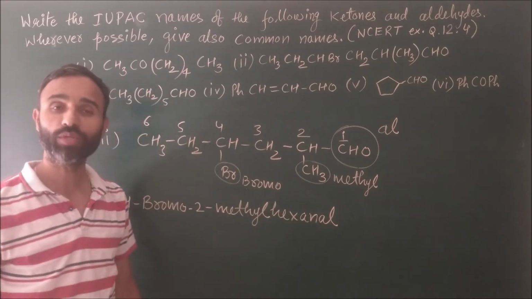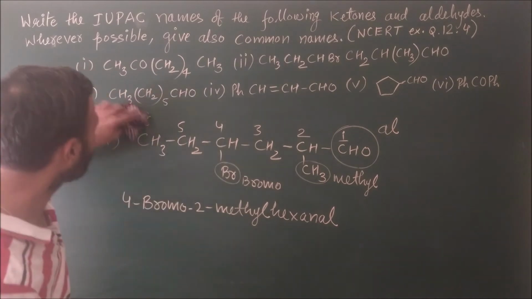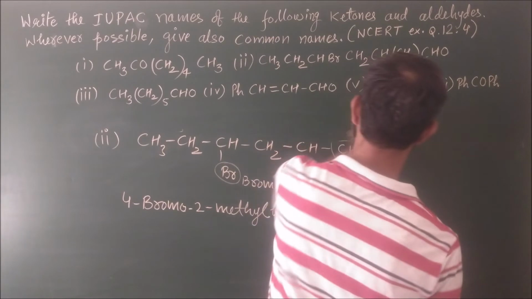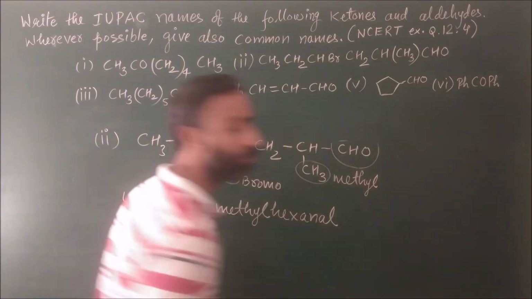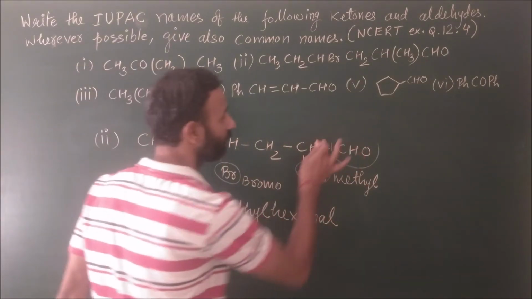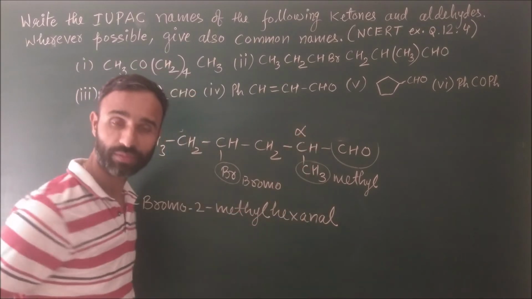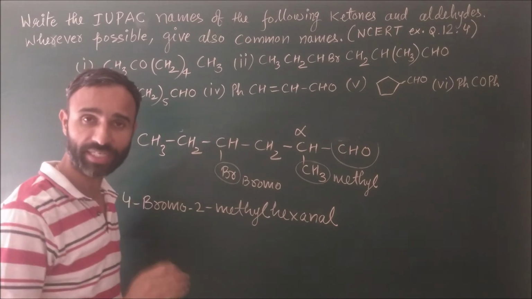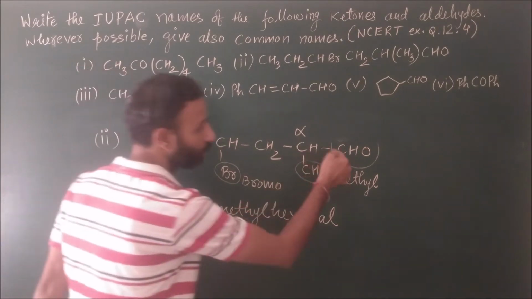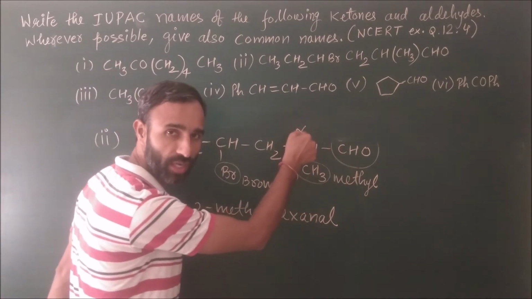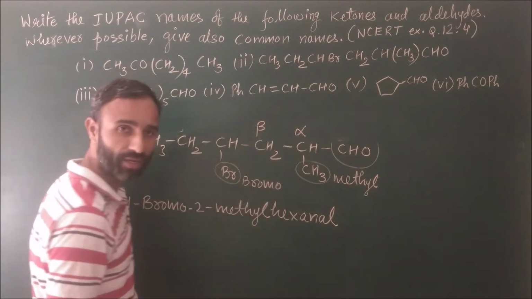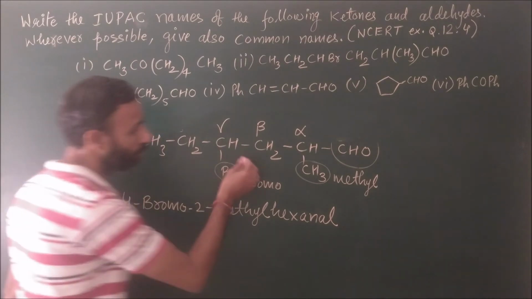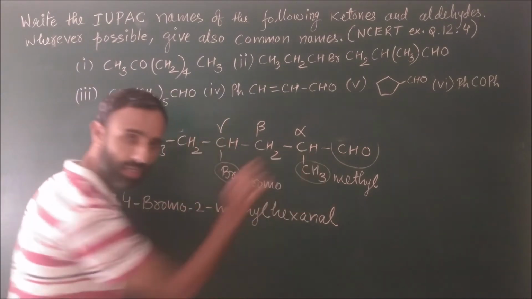Now come to the common name. So while writing the common name, what we do? For common name, we write alpha, beta, gamma, delta instead of 1, 2, 3. So the carbon attached to CHO gets alpha. This is beta. This is gamma. No need to write for others because both the substituents are covered.